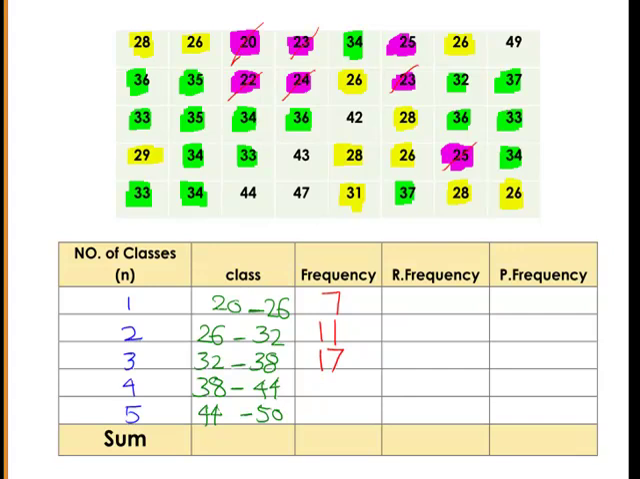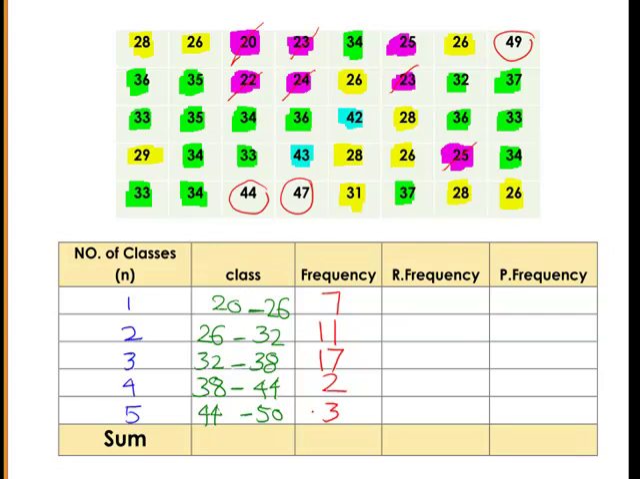What about class number 4? From 38 to 44. So we have 42, 43 and that's it. So we have only 2 numbers in the range from 38 to 44. So for the last class, which is from 44 to 50, how many numbers do we have in this range? So it will be this number 49, 44 and 47. So we have only 3 numbers. Frequency is equal to 3.